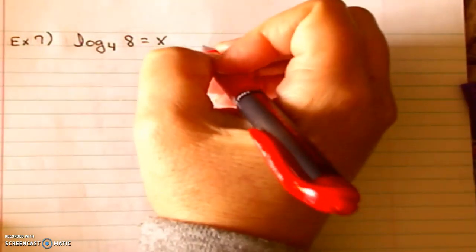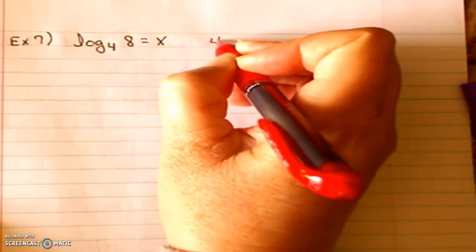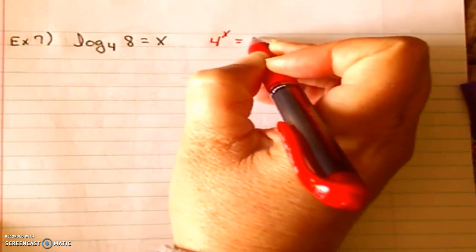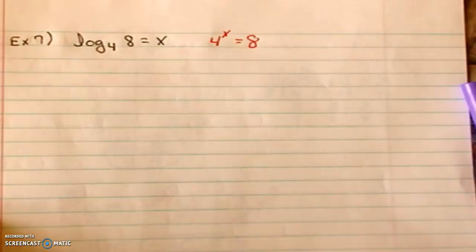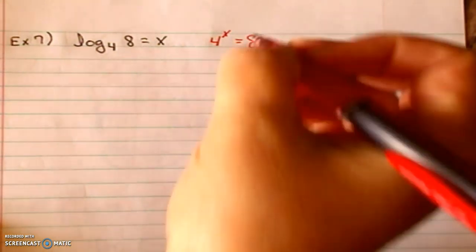Okay, so let's look at example 7. We have log base 4 of 8 is equal to x. So change that into exponential format. Your base is 4 raised to the x exponent is equal to the argument of 8. Now this one's not as easy to see because you think of 4. Well, 4 to the first is 4. 4 to the second is 16. So it's got to be somewhere between 1 and 2, which says it's going to be a fractional exponent.